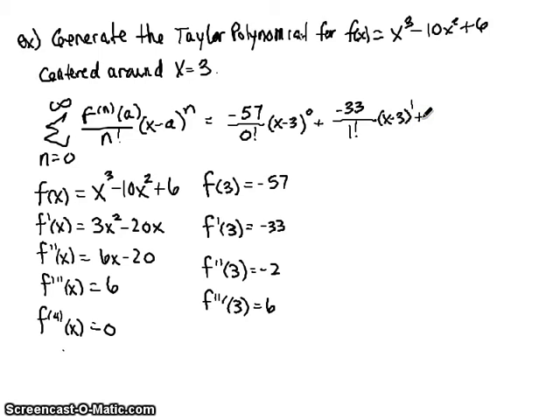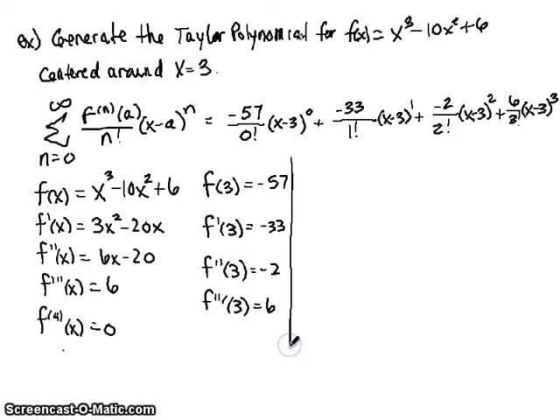Moving along, we're going to get plus negative 2 over 2 factorial times x minus 3 squared. And we have one more term, so plus 6 over 3 factorial times x minus 3 to the third. Now, if this were a free response question, we could stop here because it's algebraically equivalent to what we would be able to look at for our answer.